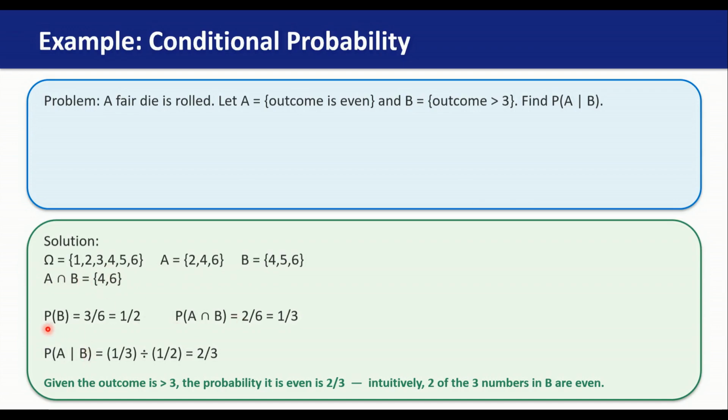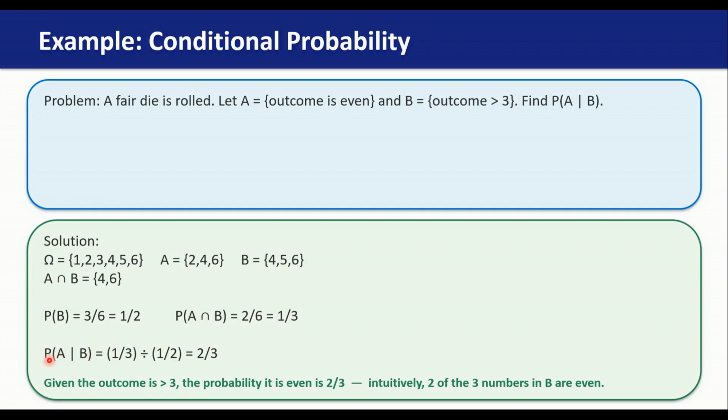Okay, let's find P of B. P of B will be the number of figures in B, that is 3, divided by the number of sample space, that is 6. This equals 1 divided by 2. The probability of A and B would be the number of figures in A and B, that is 2, divided by the number of figures in the sample space, that is 6, and this results in 1 divided by 3.